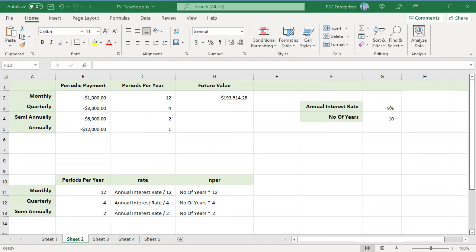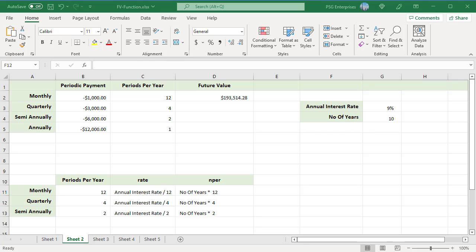When investing money, the payments are mostly made weekly, monthly, quarterly, or semi-annually. Investment term is defined in years and rate is the annual interest rate. In these situations, it is very important that the rate and Nper units are consistent. To convert an annual interest rate to a periodic rate, divide the annual rate by the number of periods per year. For example, for monthly payments, periods per year is 12. So rate is equal to annual interest rate divided by 12.